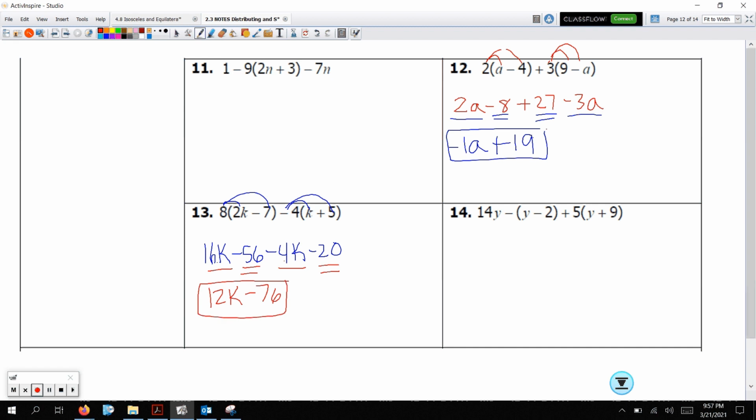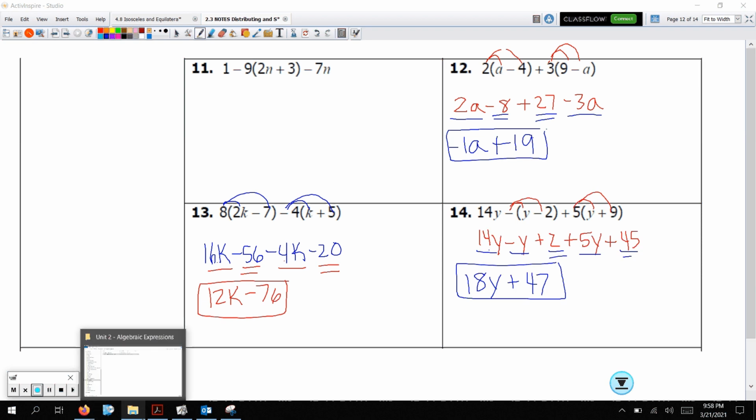All right, so go ahead and pause the video, and I will solve 14, and hopefully you solve it too, and we get the same answer. Well, we're not solving it, we're simplifying it. Okay, did you get 18y plus 47? If you did, good job. All right, be careful of those signs. Sometimes they can be a little tricky.